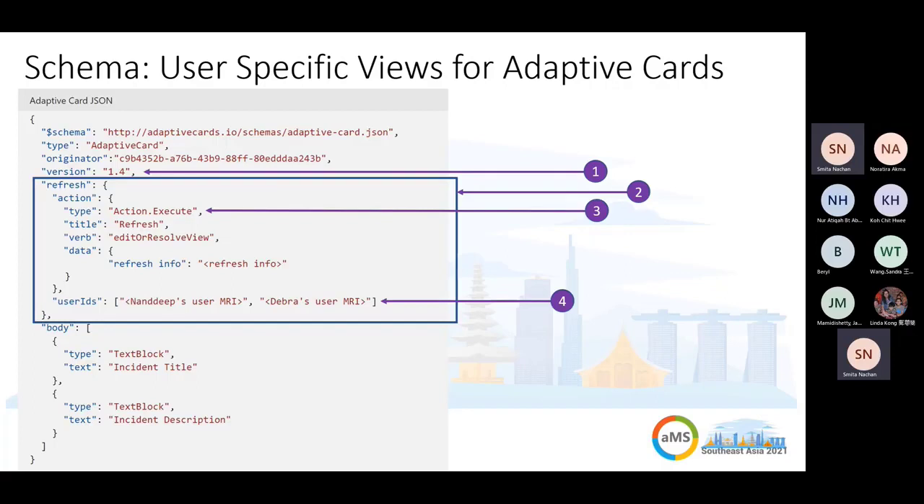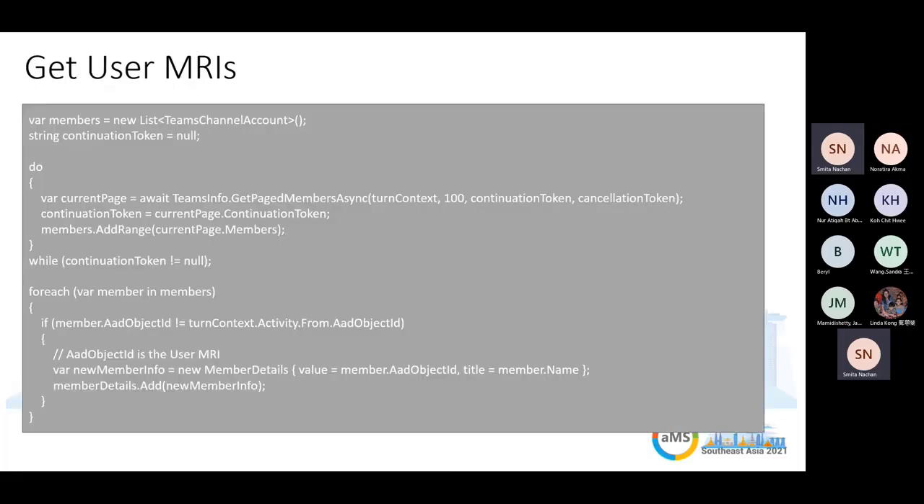Now let's see how this all happens from the user's point of view based on their roles of requester, approvers, or a member.